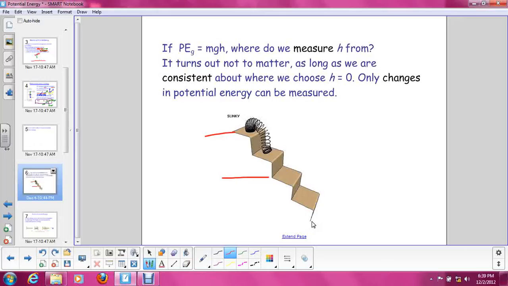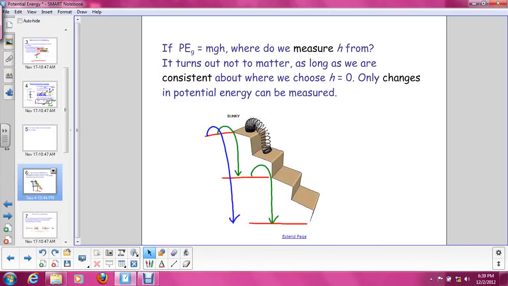However, if we're looking at changes in gravitational potential energy, the amount that changes from here to here and the amount that changes from here to here are going to be the same as the amount from here all the way down. So when we talk about the amount of gravitational potential energy that an object has, we are really talking about the change it can have.